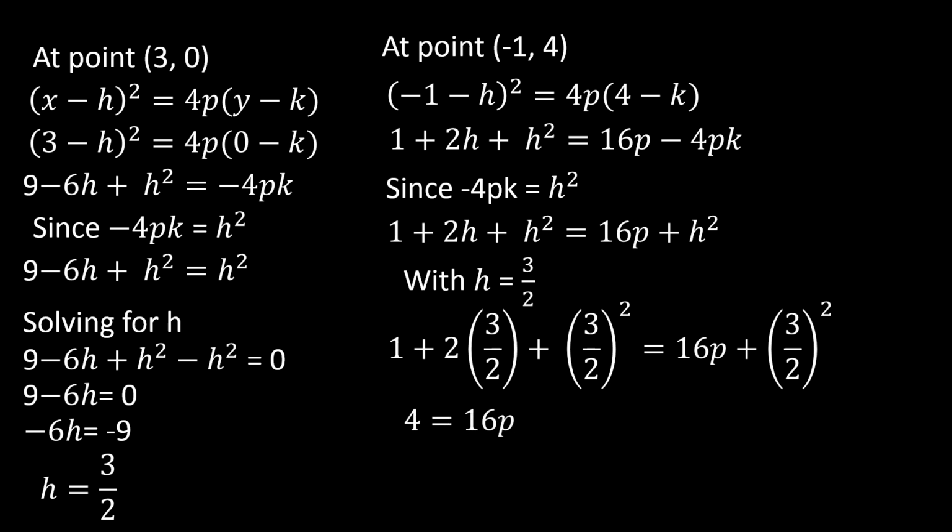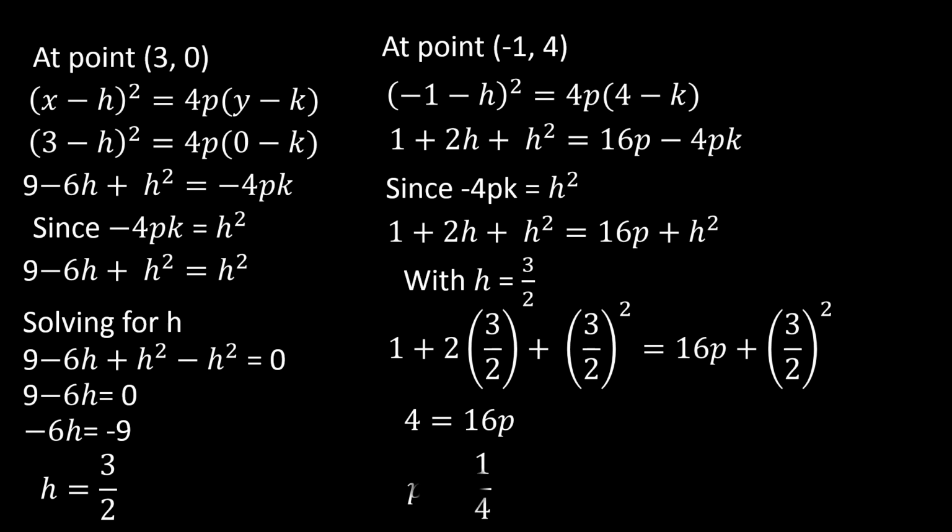Simplifying, we have 4 is equal to 16p because from here 2 times 3 over 2, the 2 will be cancelled out, so we have 1 plus 3. Then when we transpose 3 over 2 from the right hand side to the left hand side, having the power of 2, it will become negative. So from the left hand side, we have positive 3 over 2, so that would become 0. 4 now is equal to 16p.